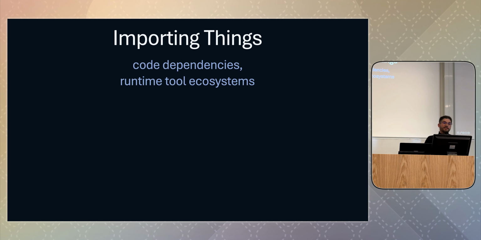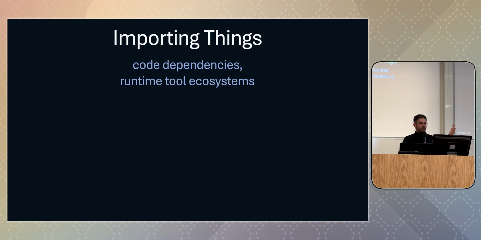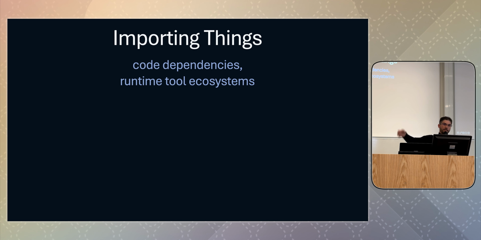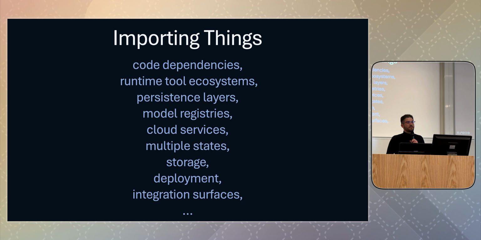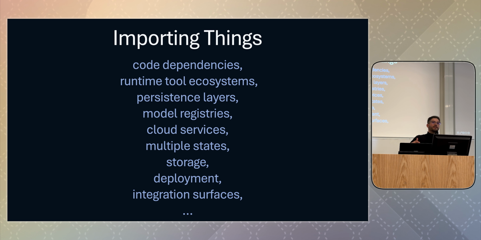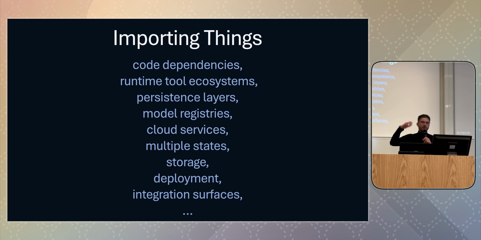And every time that we have code, we import things, we reuse things. Today we have dependencies. We are used to having runtime ecosystems running our applications. But this new agentic AI layer brings kind of new things to us. It brings persistence layers. It brings model registries. We have multiple models running on cloud, running on premise.